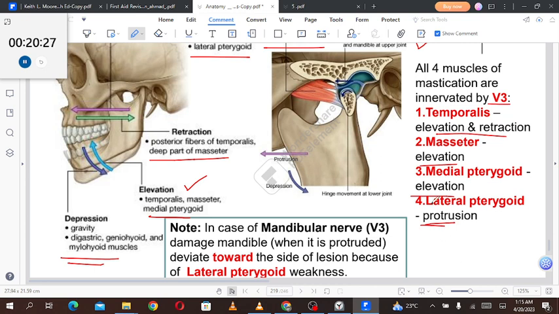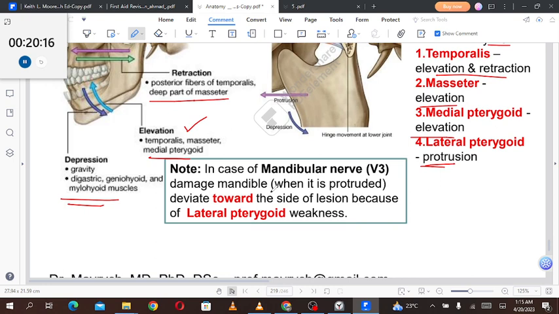I guess the lateral pterygoid is also responsible for downward movement of the jaw, along with the digastric, geniohyoid, and mylohyoid, and for opening of the jaw as well. So in the case of a mandibular nerve lesion, the mandible, when protruded, deviates towards the side of the lesion because of lateral pterygoid weakness. It will move toward the side of the lesion, and the opposite lateral pterygoid will push the mandible to the weaker side. So whenever there is a mandibular nerve lesion, the jaw will move towards the side of the lesion.